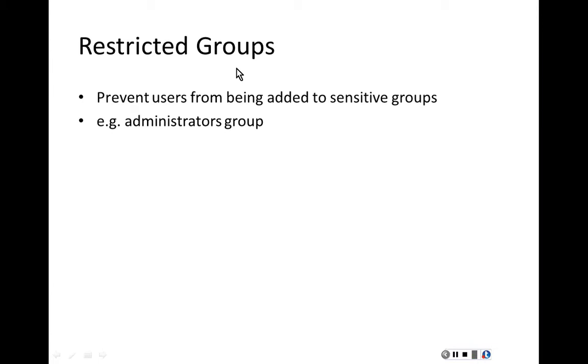Now let's discuss restricted groups. The reason we want to use restricted groups is to prevent users from being accidentally added to sensitive groups. You know how to add a user to the administrators group. You go to Active Directory Users and Computers. It's easy enough to do. Well, suppose we want to be really careful and not have just anybody added to the administrators group. To restrict who is going to be in the administrators group, we do that in group policy.